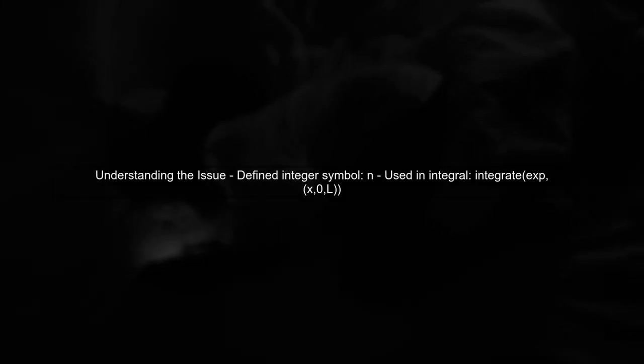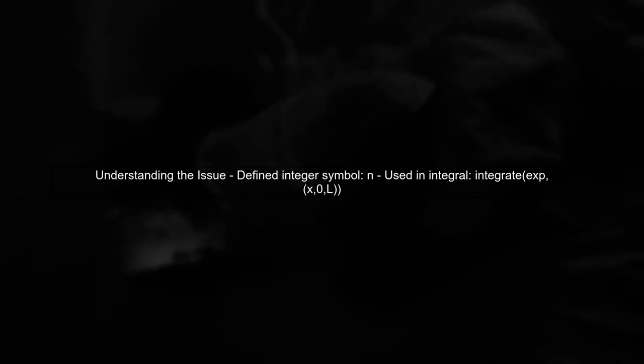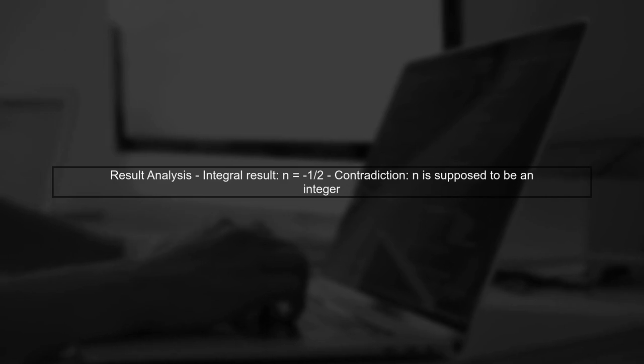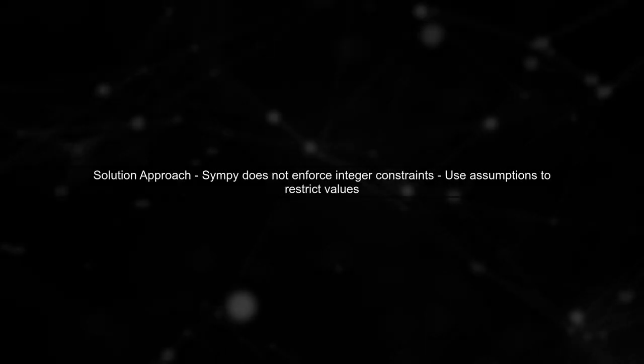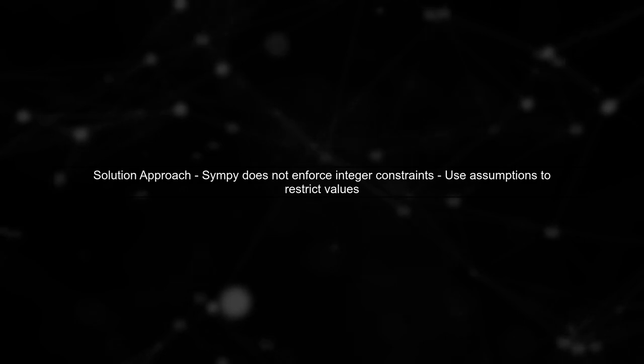Let's analyze the issue with Sympy's handling of integer symbols. You defined an integer symbol n and used it in a definite integral. The result of your integral suggests that n can take on a value of negative 1/2, which contradicts the integer attribute you assigned. This behavior occurs because Sympy does not enforce the integer constraint during symbolic operations.